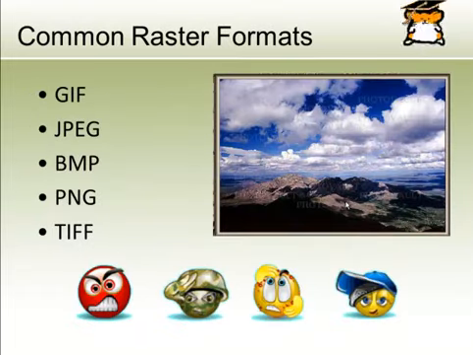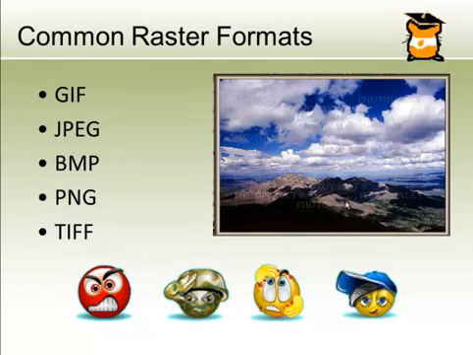The most common raster formats are your GIFs, JPEGs, BMPs, PNGs, and TIFFs. JPEG is probably the most popular one. These right here would probably be like a BMP or TIFF file. This would be a photographic image, so that would be JPEG.